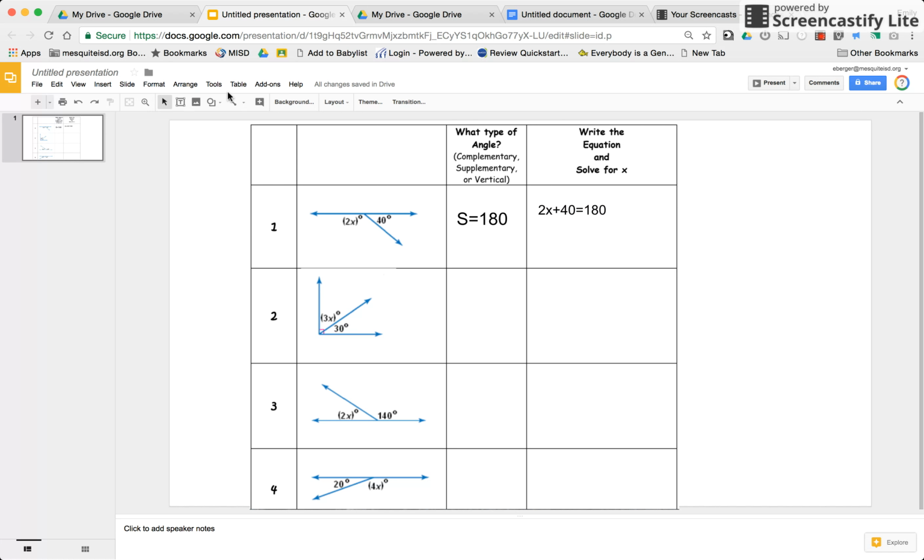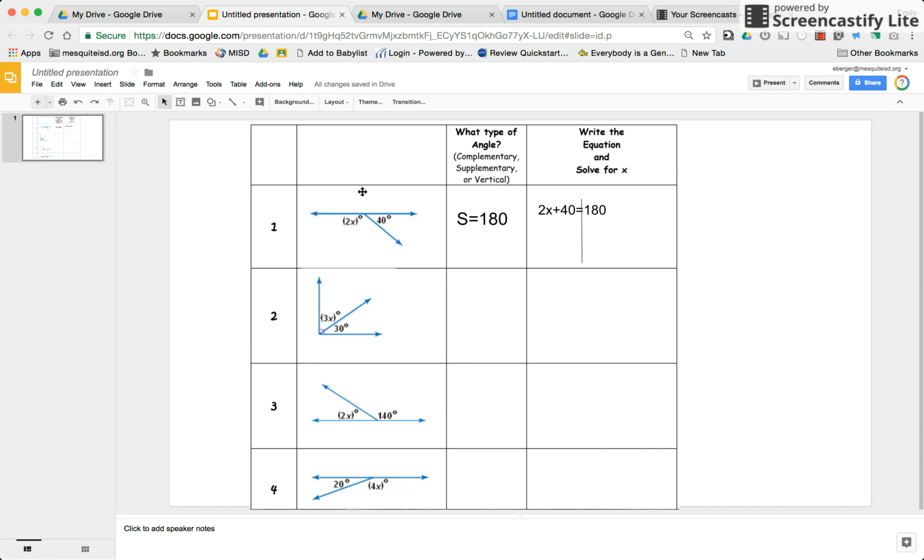Now we just start solving. I draw my wall right there. Then I'm going to do the opposite of addition, which is subtracting 40, so that goes right underneath it. You subtract 40 from both sides and solve for x, just like we've been doing. This is your first step, so you can do this step on your own. Let's talk about step number 2.